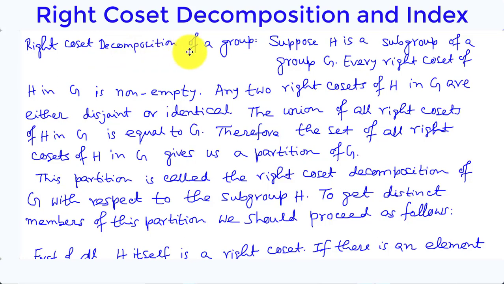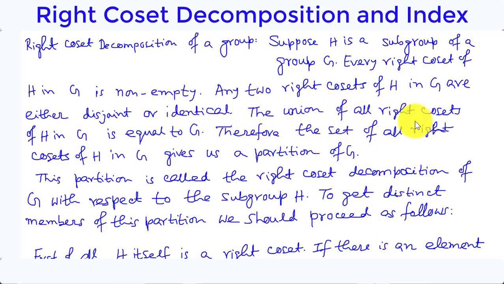Right coset decomposition of a group. Suppose H is a subgroup of a group G. Every right coset of H in G is non-empty. Any two right cosets of H in G are either disjoint or identical.